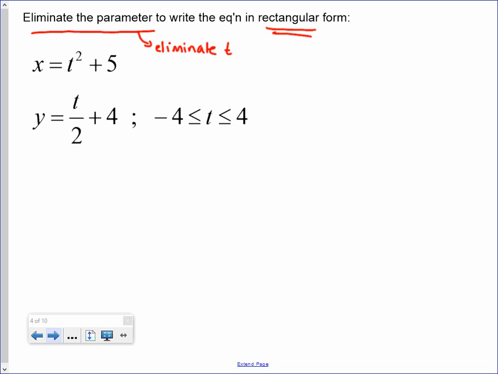I'd like you to have just a quick little brainstorm at your table. Can anybody think of a way that we could work with those two equations together and eliminate the parameter t? So just kind of throw out some ideas. What do you think you could do to get rid of t, if anything? See if anybody's got any good ideas.